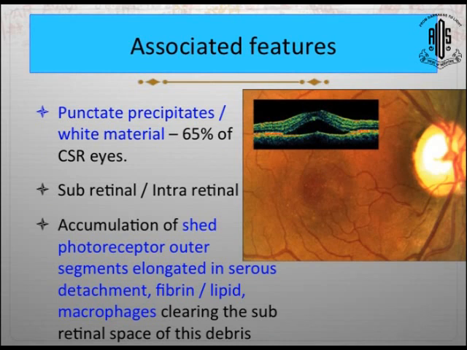Coming to the associated features, we have punctate precipitates or white material in CSR patients, which we can see here in the clinical picture as well as the OCT picture, very few opacities seen in the subretinal space. This was seen in 65% of CSR eyes and was the accumulation of shed photoreceptor outer segments elongated in serous detachment, or accumulation of fibrin and lipid, or macrophages which help in clearing the subretinal space of this debris. So this is the proposed explanation for the subretinal precipitates.